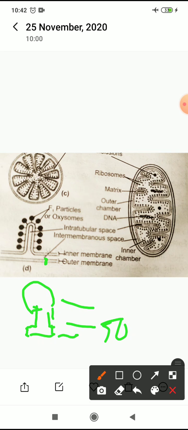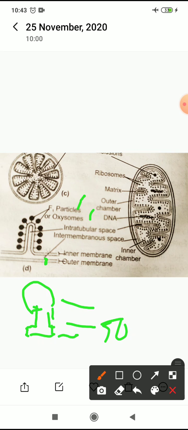This mitochondrial membrane has molecular organization just like that of the plasma membrane. Each membrane is made up of two main substances and also the attached particles. And these two main substances are proteins and lipids. These particles are called the F1 particles. Also they are named oxysomes.